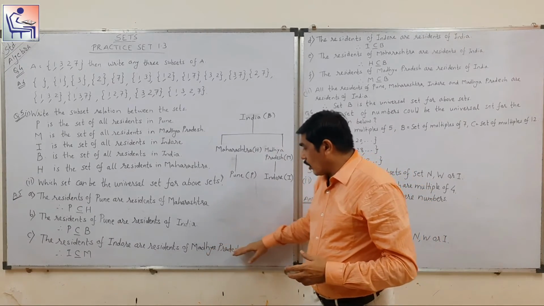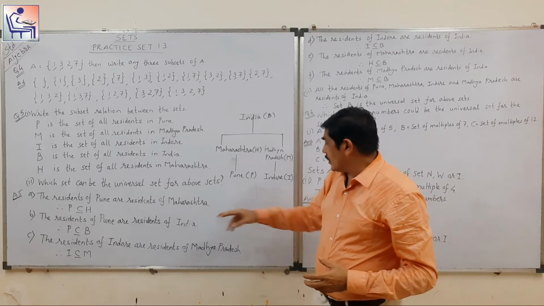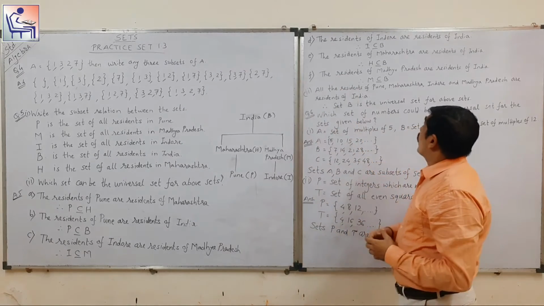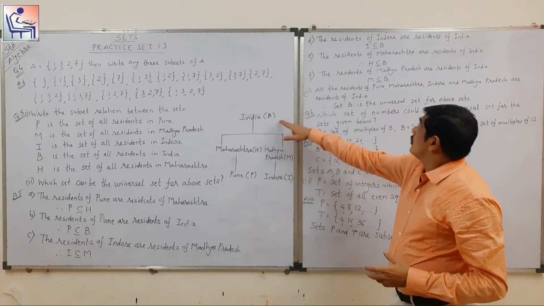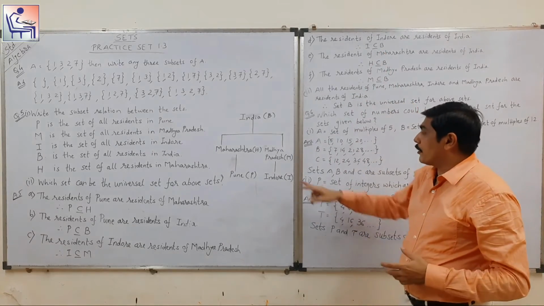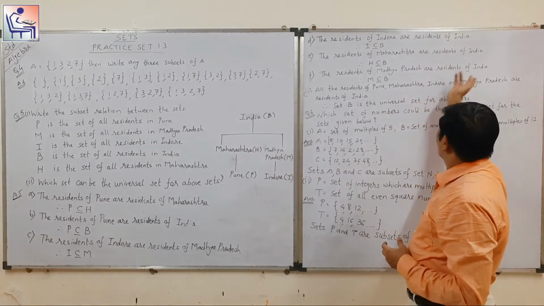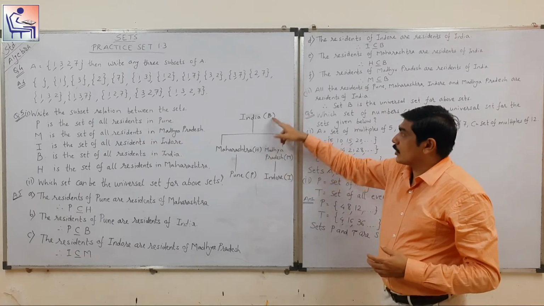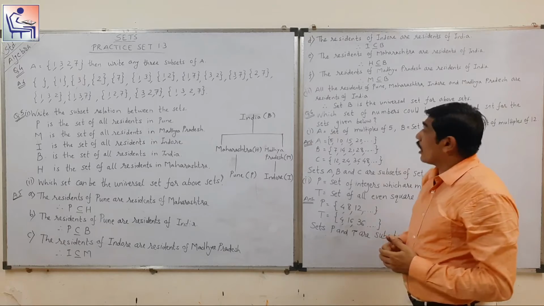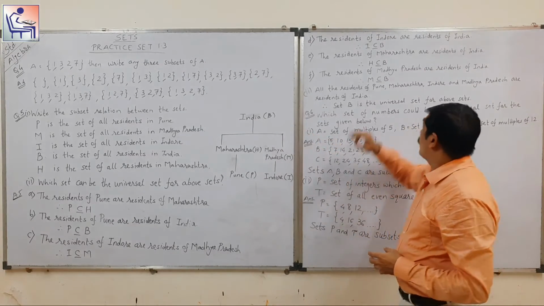Then the residents of Indore are residents of Madhya Pradesh. So we can say that I is a subset of M. Here the residents of Indore are residents of India. So here I is a subset of B. The residents of Maharashtra are residents of India. So H is a subset of B. Then the residents of Madhya Pradesh are residents of India. So M is a subset of B.